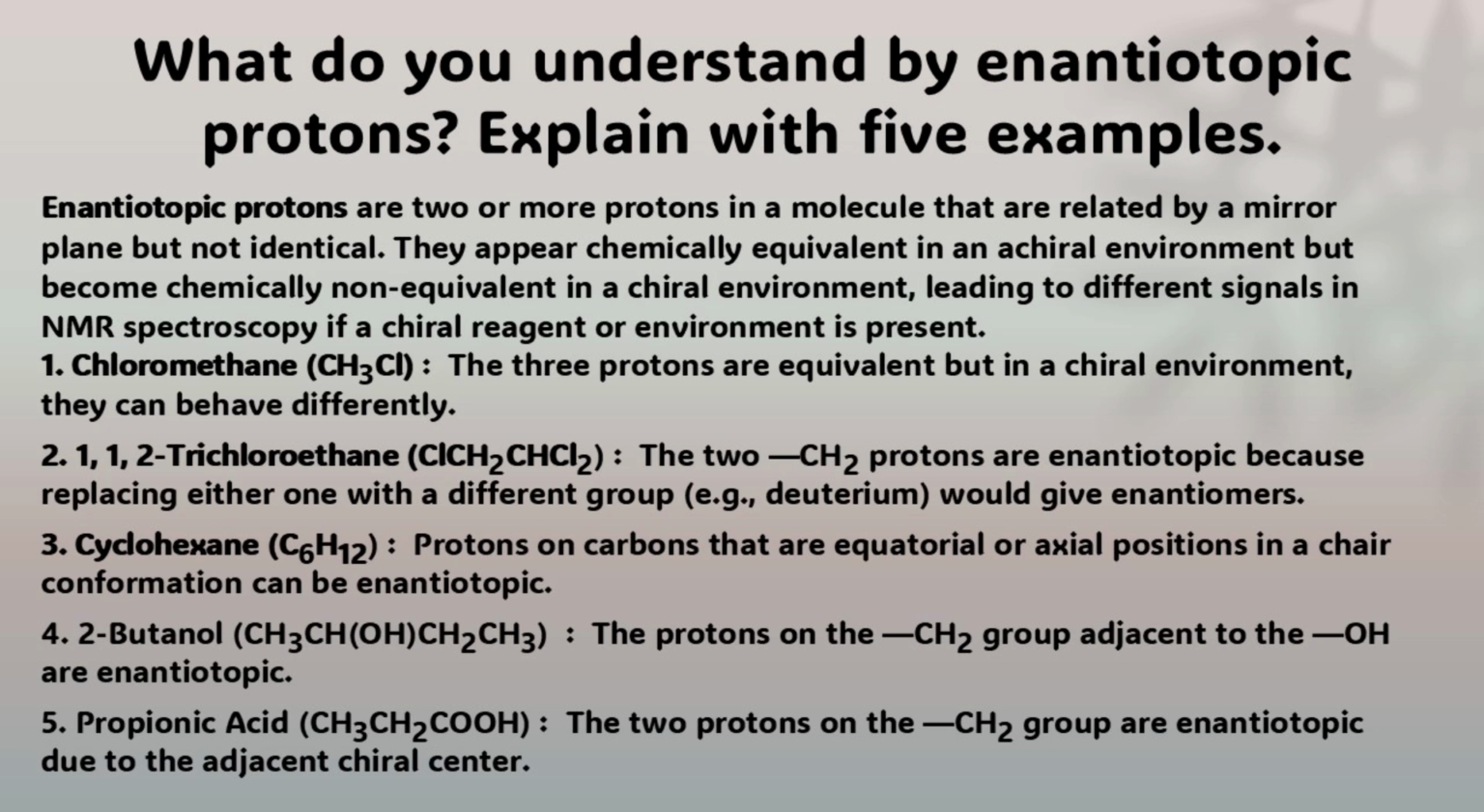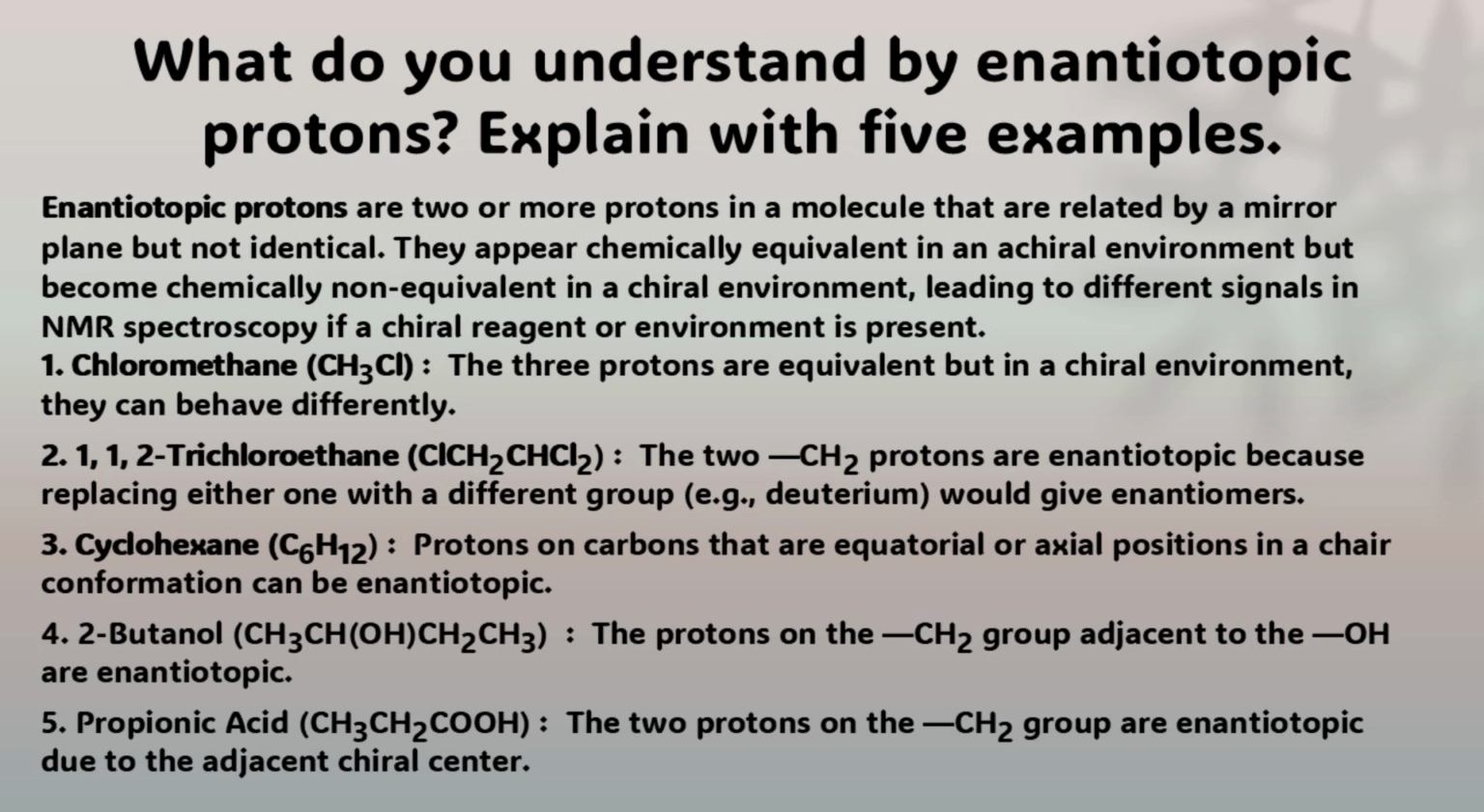What do you understand by enantiotopic protons? Explain in detail by taking at least 5 examples. The answer to this question is, enantiotopic protons are 2 or more protons in a molecule that are related by a plane of symmetry but not identical. They appear chemically equivalent in an achiral environment but become chemically non-equivalent in a chiral environment, leading to different signals in NMR spectroscopy if a chiral reagent or environment is present.